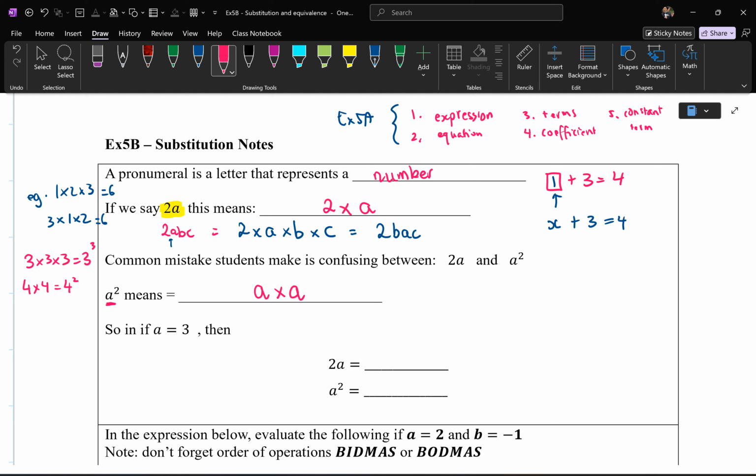The reason why I'm showing you this is because the most common mistake, students mix between 2A and A squared. They think it's the same. So when I give students A squared, they do 2 times A. This is wrong. A squared is not 2 times A. 2A is 2 times A. A squared, on the other hand, actually means A times A.